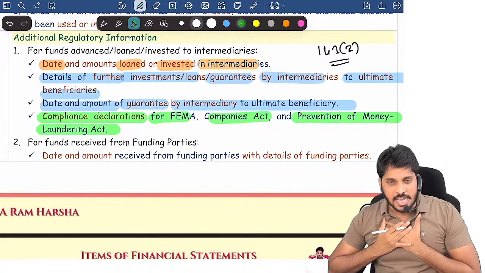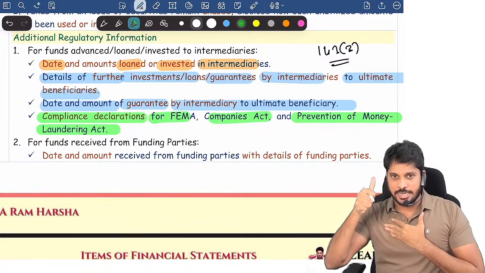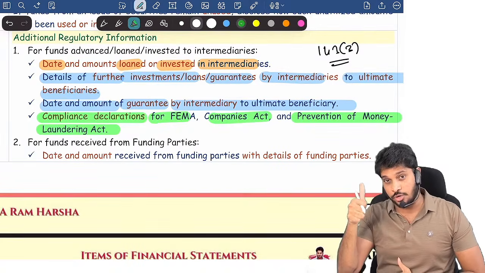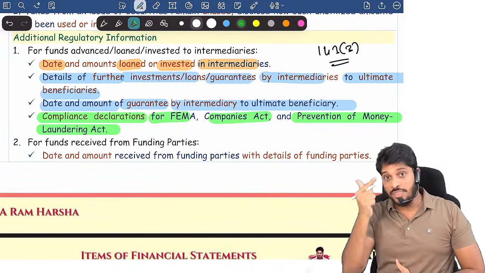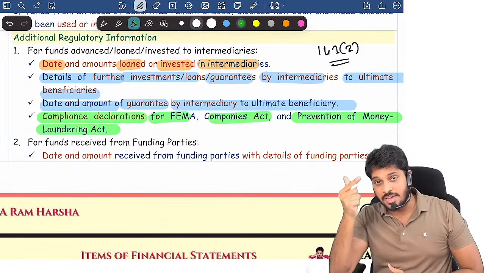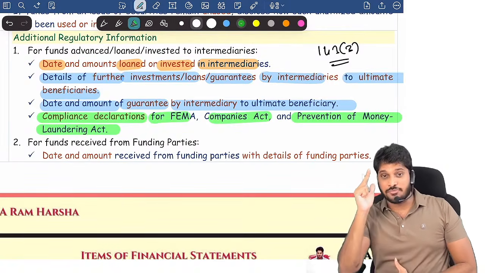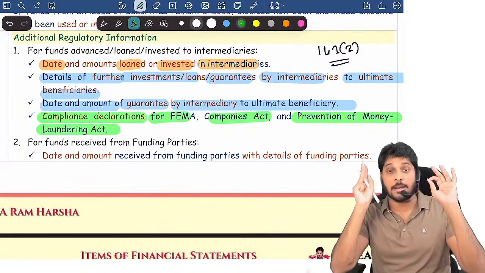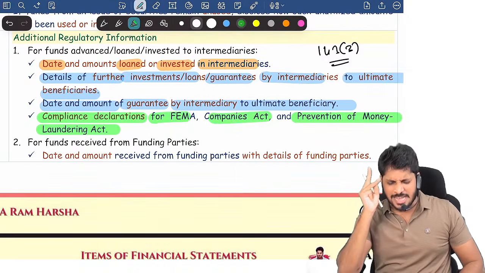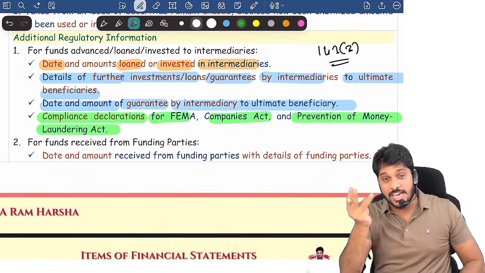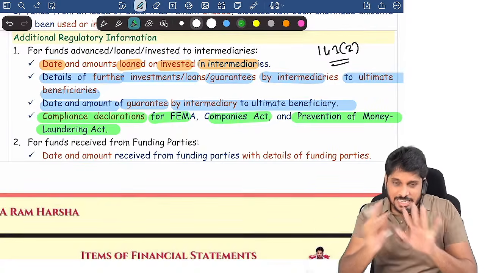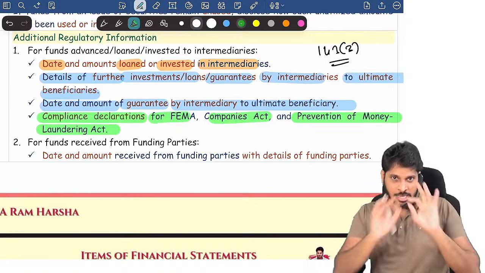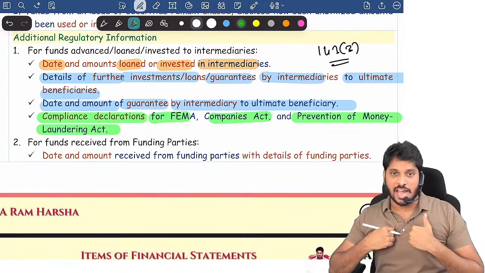If our company is acting as a funding party, we need to give the following details. What details do we need to give? We need to give details of how much amount we invested or loaned to intermediaries, and the date. When these intermediaries are lending or investing or giving a guarantee to the beneficiary, the date and amount of the guarantee given to the beneficiary, and a declaration by the company that there is no non-compliance, that they have complied with FEMA, Companies Act, RBI, like that. So these disclosures are required if our company acted as a funding party.